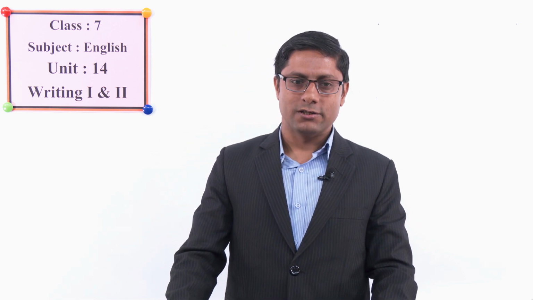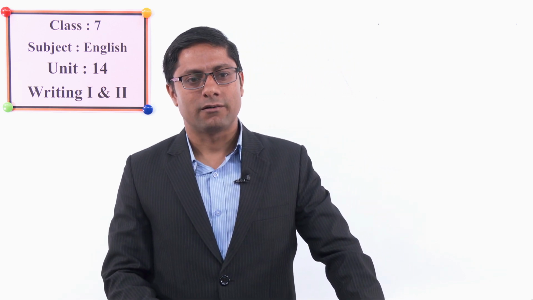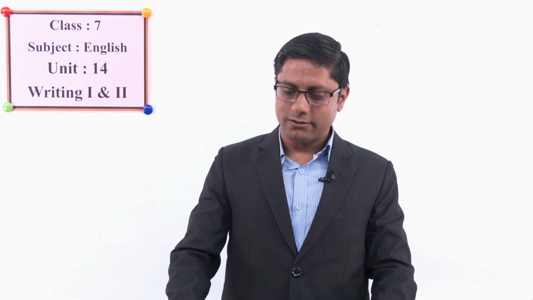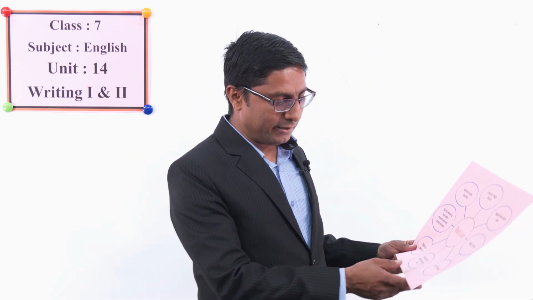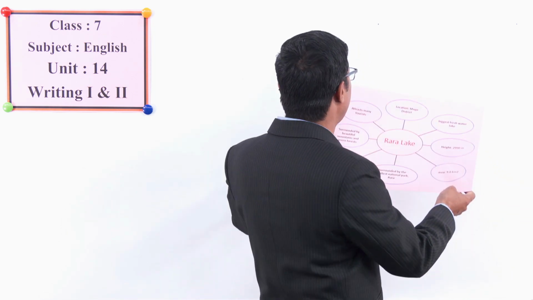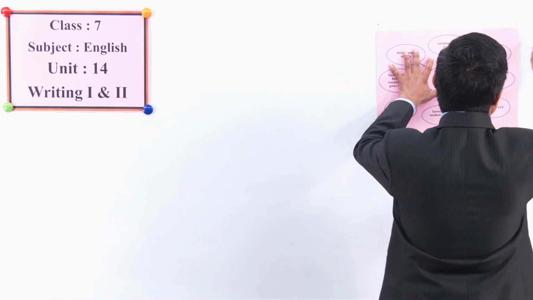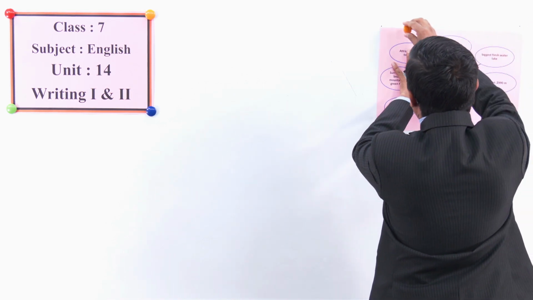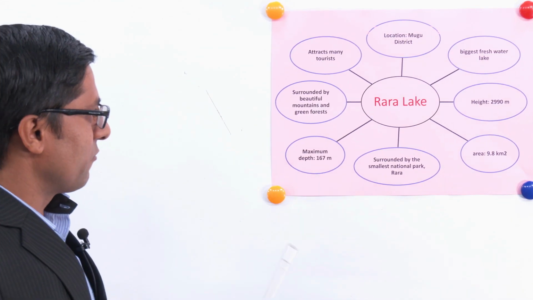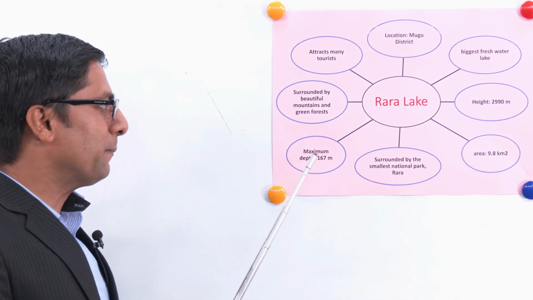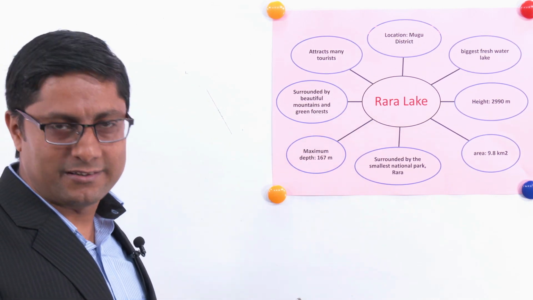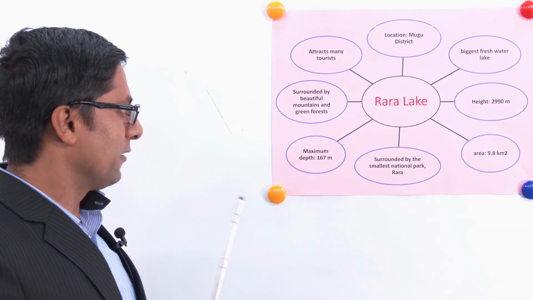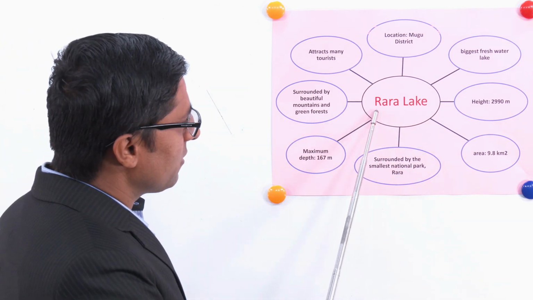Alright, that's good. So, please turn to writing 1. First we will do writing 1, okay? In writing 1, look at exercise A. There is a mind map given to you, okay? I am going to show you the same mind map, alright? Dear students, see there, this mind map is about Rara Lake. You might have heard about this lake, you might have read about it in your textbooks also. So, it is about Rara Lake.